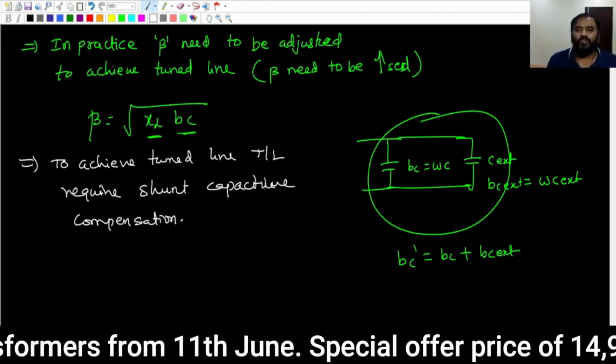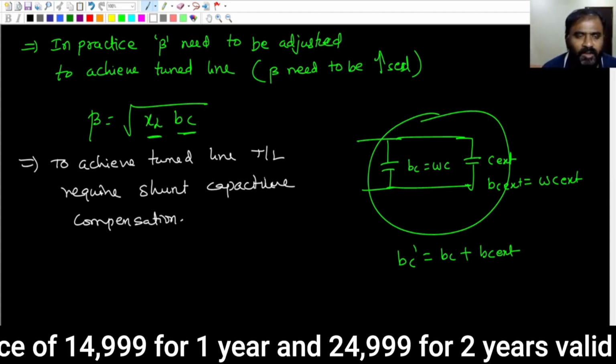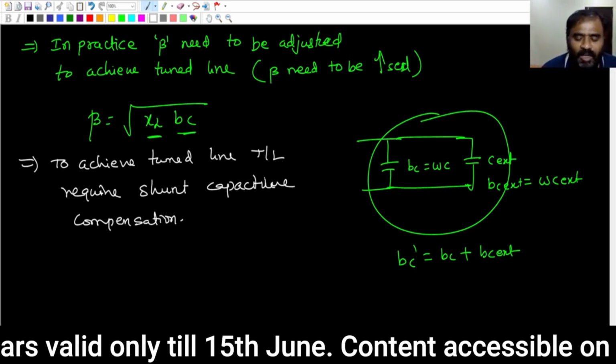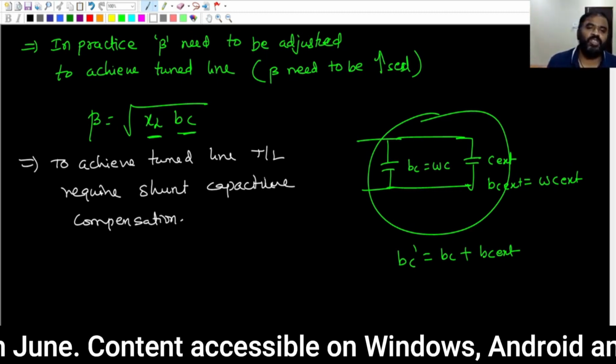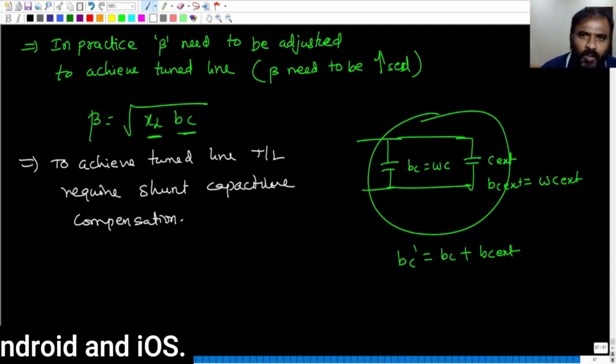Vs equal to Vr. Okay? Clear? Understand? So that's about the tuned line. And how do we achieve the tuned line? By using shunt capacitor compensation.